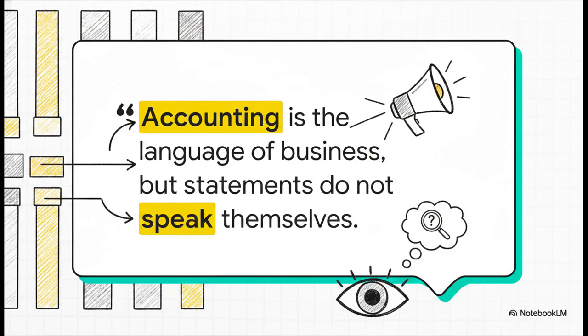As the source material puts it beautifully, accounting is the language of business, but financial statements do not speak themselves. The blueprint gives you the structure, for sure, but human interpretation gives you the truth. So the next time you look at a flawless vertical balance sheet, ask yourself, what story are the numbers trying to tell? And more importantly, what story are they trying to hide?